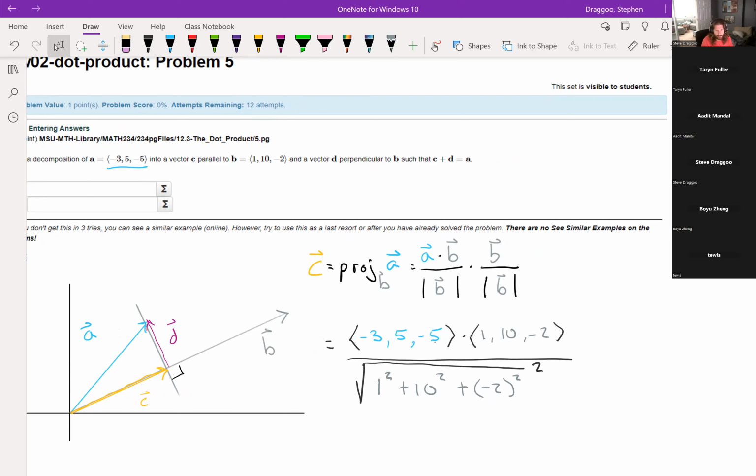The number on screen is not a vector anymore because the dot product gets us to a scalar value rather than a vector value. Our denominator is already just a number. So everything on screen right now is just a number. We want to multiply that into a vector. And the vector we want to multiply it into is the direction we want to be going, which is b. So 1, 10, -2.